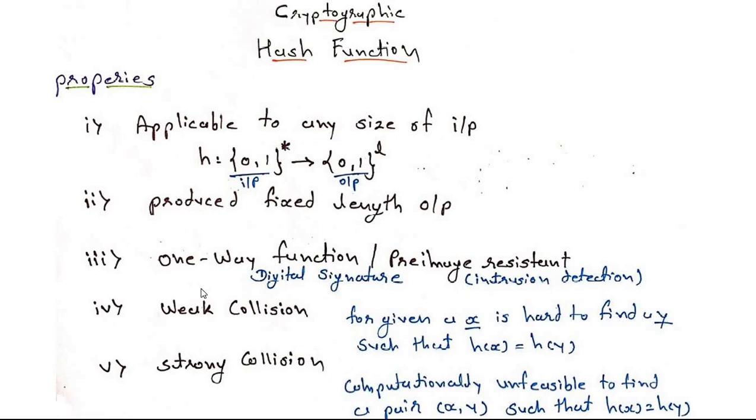Some of the hash functions are available with the weak collision and some of the cryptographic hash functions are available with the strong collision property. So weak collision means for a given x value, it is hard to find a y value such that h of x is equal to h of y. It means that happens in very rare cases. Look at a simple hash function. In a simple hash function, there was a problem of collision, and we have discussed various types of collision resolution techniques like open addressing and chaining.